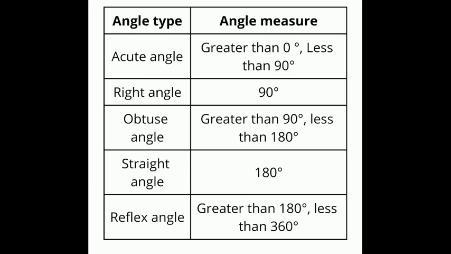Summary of this exercise. Acute angle: greater than 0 degrees, less than 90 degrees. Right angle is equal to 90 degrees. Obtuse angle: greater than 90 degrees, less than 180 degrees. Straight angle: 180 degrees. And reflex angle: greater than 180 degrees, less than 360 degrees.